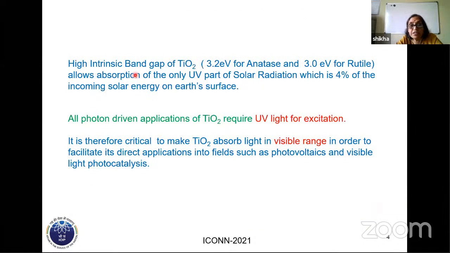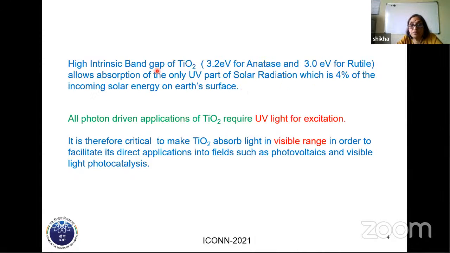So the high intrinsic band gap of TiO2, which is 3.2 eV in the case of anatase, and this I will show in the anatase and rutile crystalline structures, I'll show you in the next slide. The band gap is 3.2 eV for the anatase structure and 3 eV for the rutile structure.